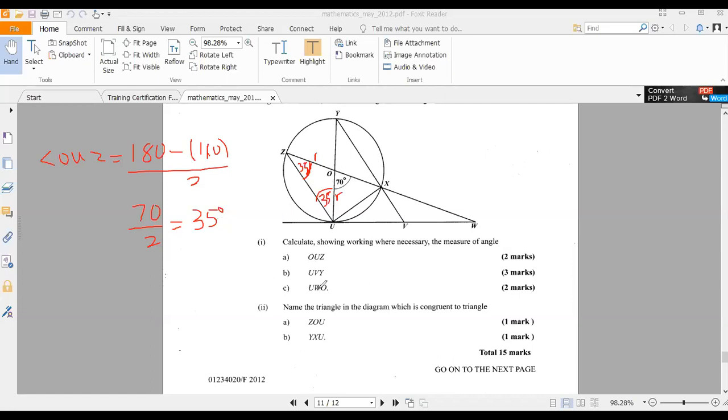What do they say now? Angle UVY. So I'm going to find angle UVY. How do I find angle UVY? U, V, and Y. They want to find this angle here. Follow me. This angle they want to find. Can anyone help me find that angle?